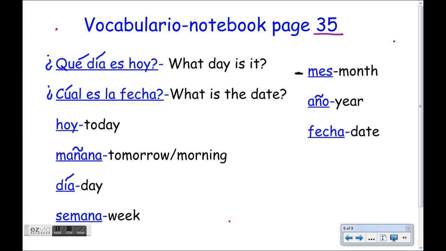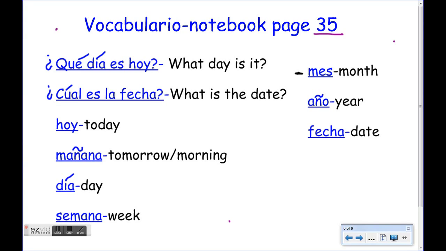Next one, mañana. We've seen mañana in dealing with time, and we know mañana means morning. But when we're talking about days of the week in the calendar, mañana means tomorrow. Next word, día. We just saw that on our calendar. El día is a day.